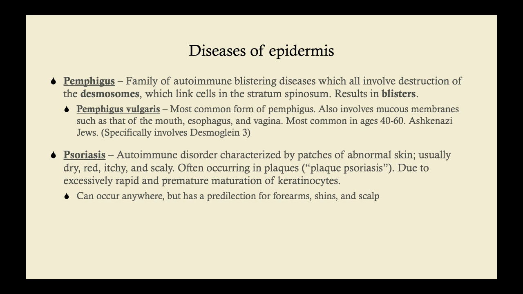And it's due to excessively rapid and premature maturation of keratinocytes, which ultimately does have an autoimmune basis to it. It can occur anywhere, but has a predilection for forearms, shins, and scalp.